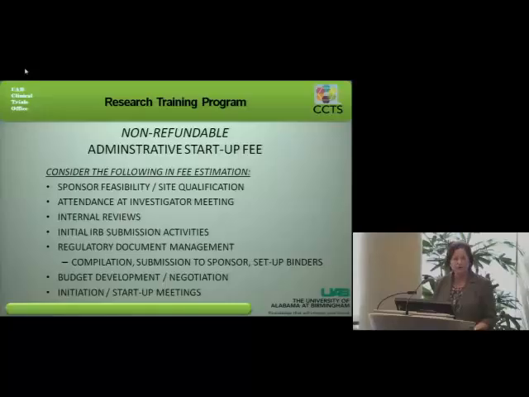Then there'll be an initiation visit that is typically conducted at your site. It may be by teleconference, but still there is time that needs to be allocated for that. And then are you going to have startup meetings before you can even open the study for enrollment? All that time needs to be covered.